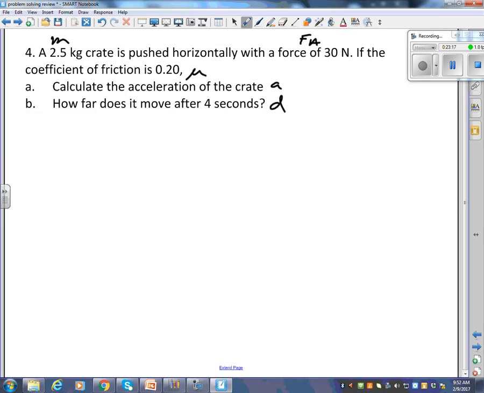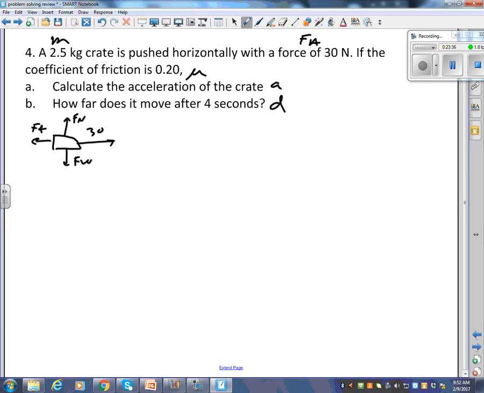Okay, what should I do first? I'm going to draw a picture. I got 30 newtons of applied force. I have some friction force, but I don't know what it is. And I've got a weight force, Fw, and I've got a normal force up.